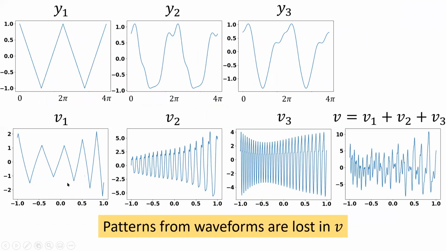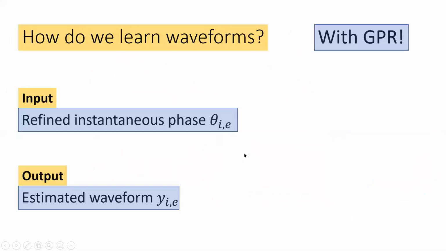So to see this in action, we look at mode 1, mode 2, mode 3 with their corresponding waveforms. Now, again, when we combine the three modes into V, the patterns from each of the waveforms are lost when we do this composition of modes. Now we ask how might we learn these waveforms, and of course the answer is with GPR. We use the previous method to estimate the instantaneous phase of our lowest frequency mode. Then we can leverage that with GPR to estimate the base waveform.